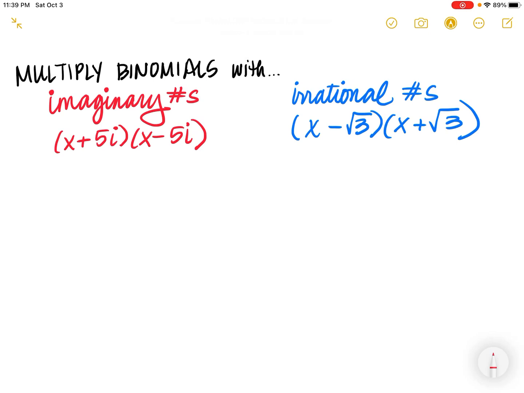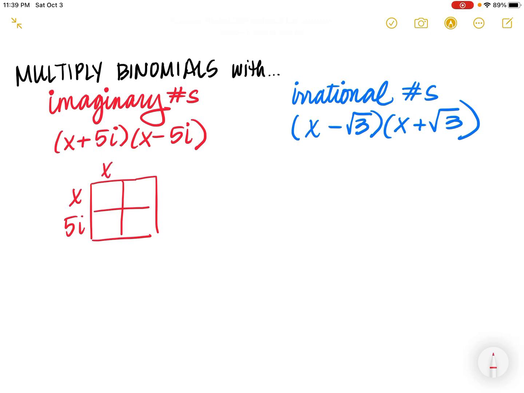So here we have imaginary numbers, 5i and negative 5i. As you'll find out in task 3.8, these always come in pairs when we're looking at polynomials. We'll always have the positive version and the negative version. So positive 5i with negative 5i. That means we need to know how to multiply them out. So I'm just going to use the box method or area model, and we're going to look for a pattern.